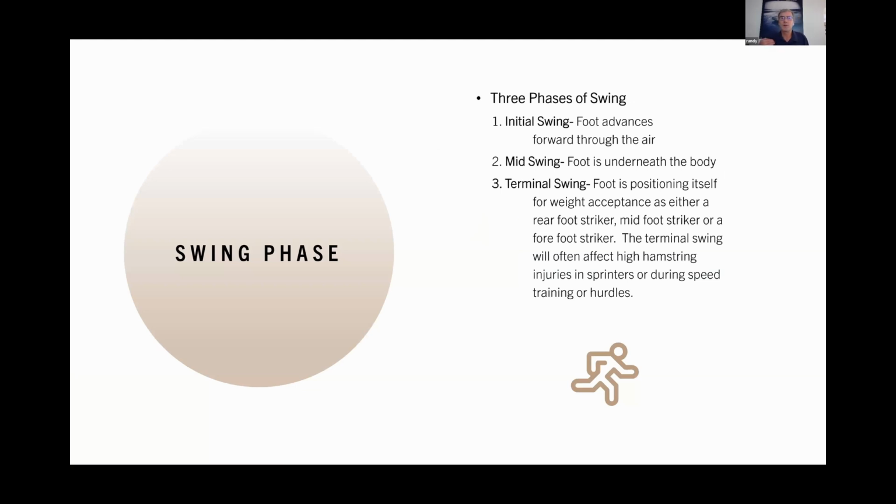The swing phase is where the leg is moving through space, getting ready for the stance phase. The initial swing is right after the push off, and then the mid swing is when the foot's underneath the body, and the terminal swing is when you're preparing to get that initial contact. Here, your hamstrings work pretty hard to decelerate your foot as it's about to hit the ground, or just decelerate your leg. So with sprinters or hurdlers, this is where they get a lot of hamstring injuries in the swing phase, but most of the injuries probably happen during stance phase. So we give most of our attention to the stance phase.